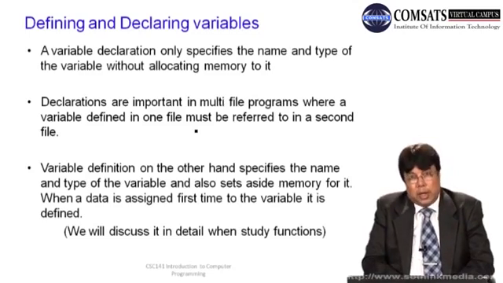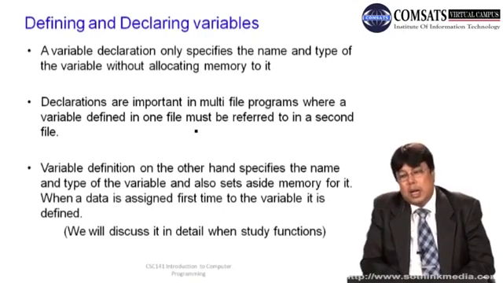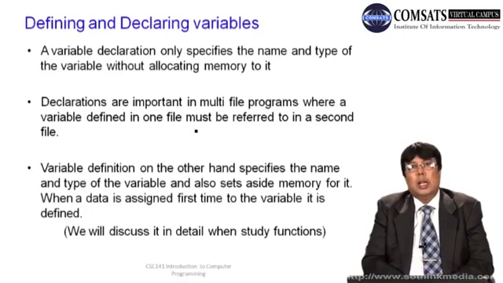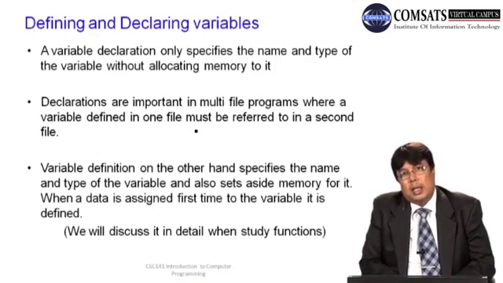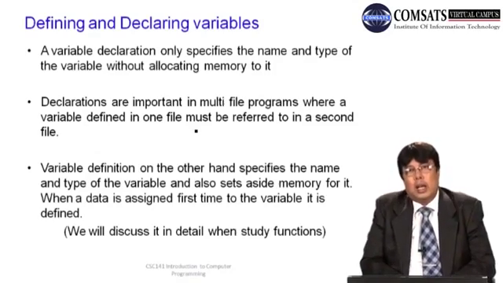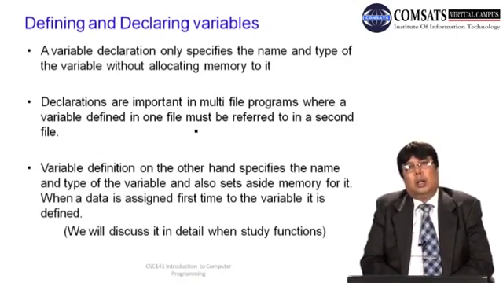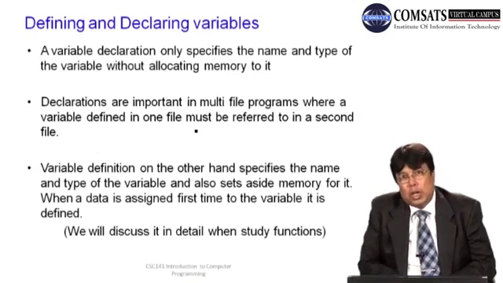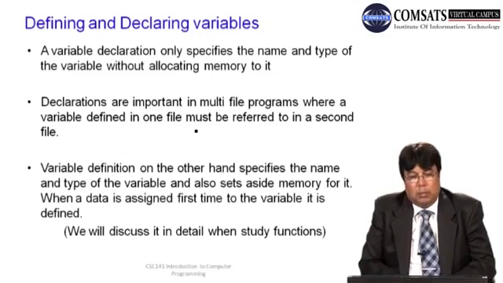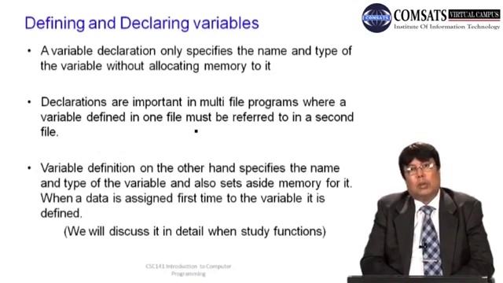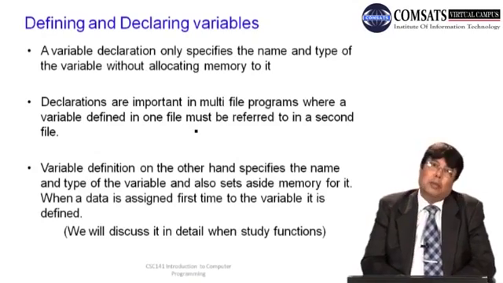A variable declaration only specifies the name and type of the variable without allocating the space. This means that when you say int x, the system comes to know x is an integer. The name of the memory location is x, where you are going to put an integer data, but that memory location is not allocated at that particular time. So at the time of declaration, the memory is not associated with the name of the variable.